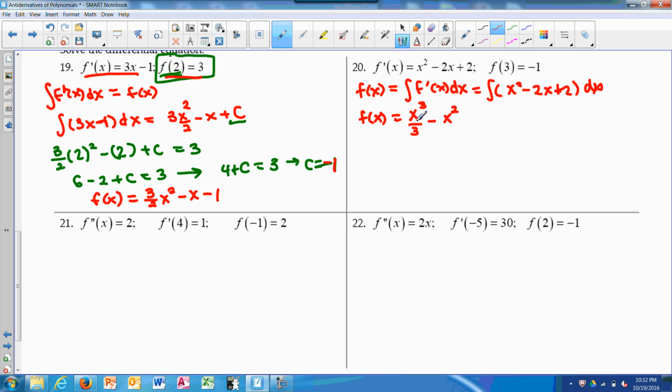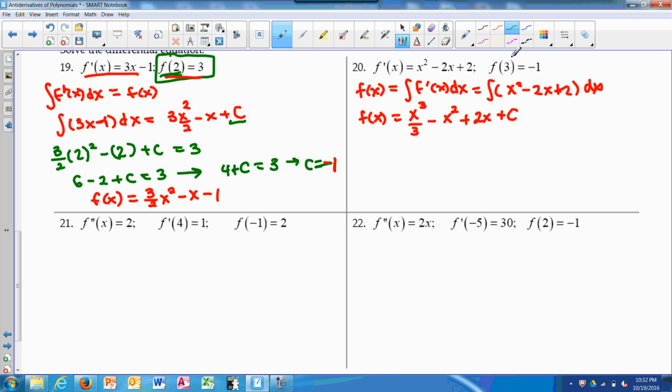And if you want to double check, if you're going to take shortcuts like that, go ahead and check yourself. If I get x cubed over 3, then the derivative would be, 3's would cancel, x squared. I would get negative 2x. I need a plus 2x, so the derivative of 2x would be 2. And don't forget the plus c.